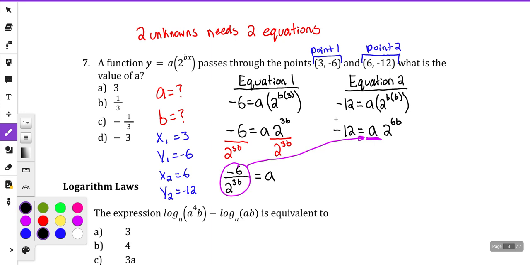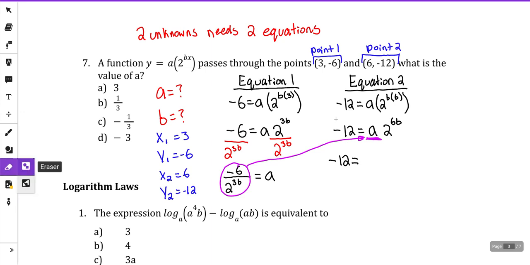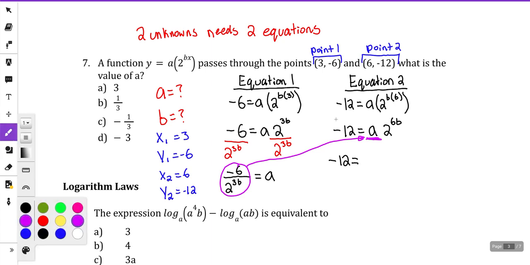I have negative 12 equals negative 6 divided. I want to do that in purple. Sorry, give me a second. I just want the colors to kind of stick out. Negative 6 divided by 2 to the power of 3b times 2 to the power of 6b.